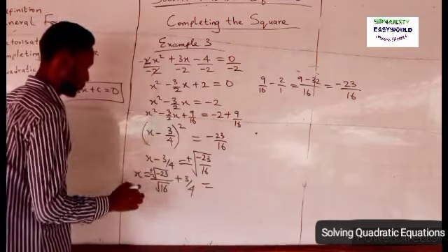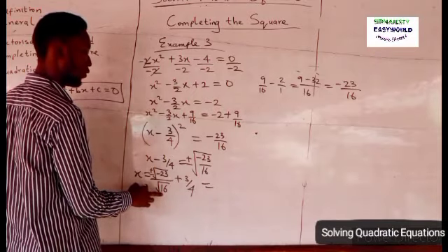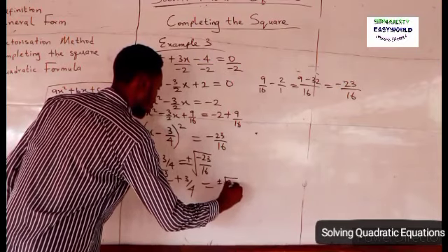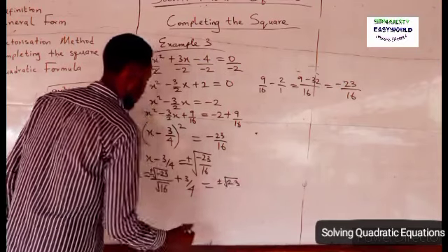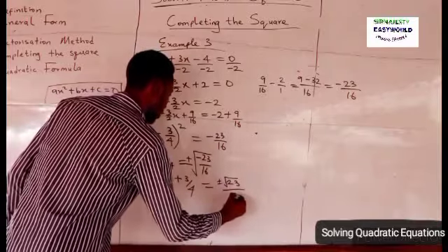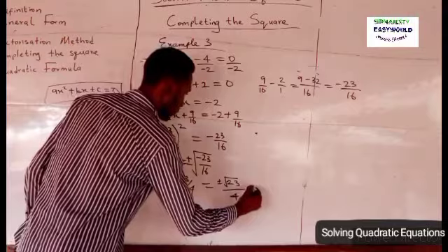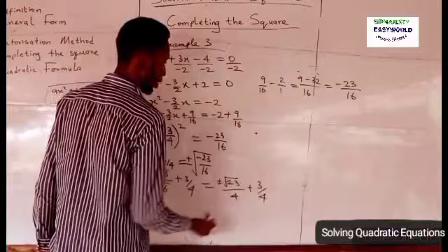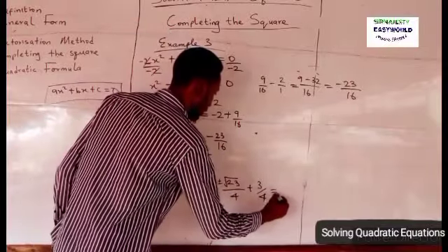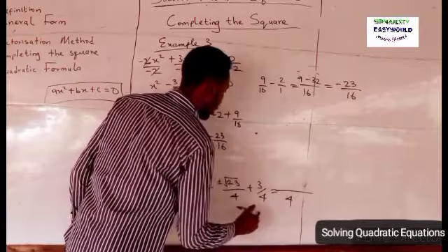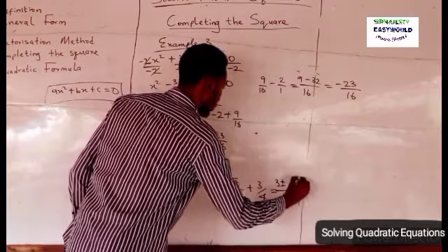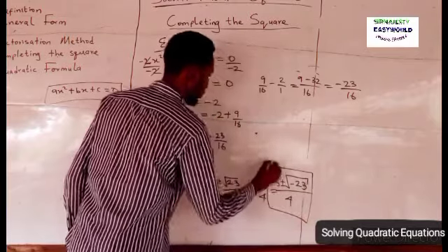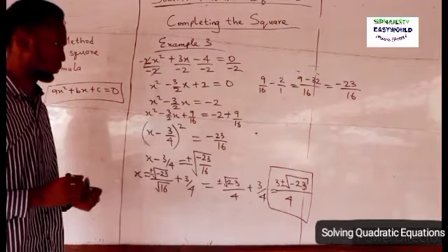So this gives us what? Square root of 16 is 4. So we have that x is equal to plus or minus square root of minus 23 all over 4, which is the square root of 16, plus 3 all over 4, which is this term here. So since they have the same denominator, we can add these two together so that finally our answer can be written as 3 plus or minus square root of minus 23, all over 4. And this is the final answer for this particular equation.